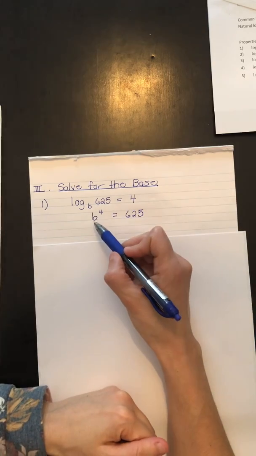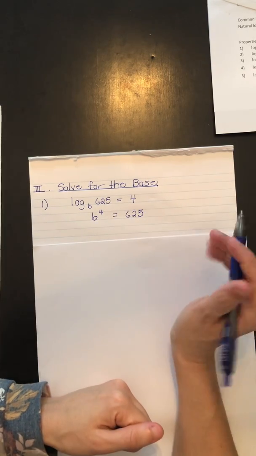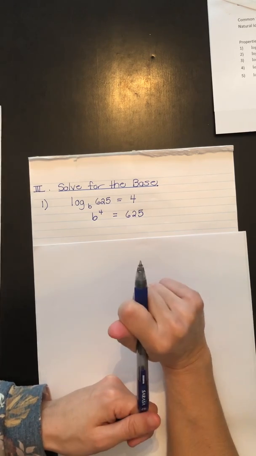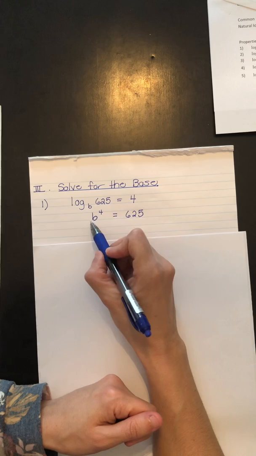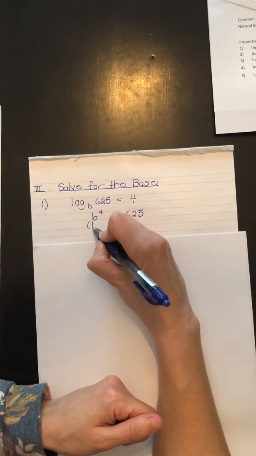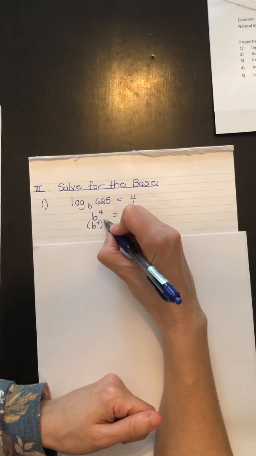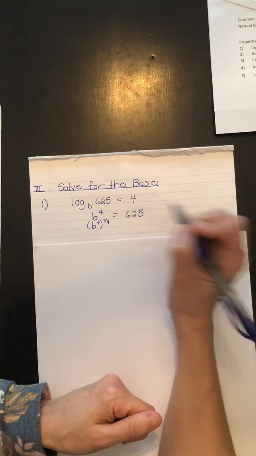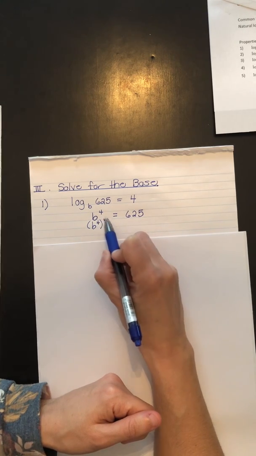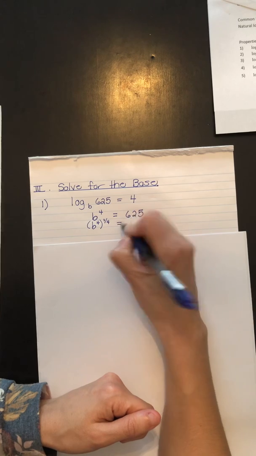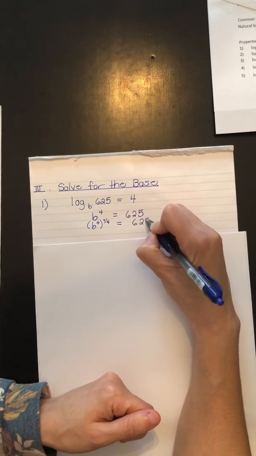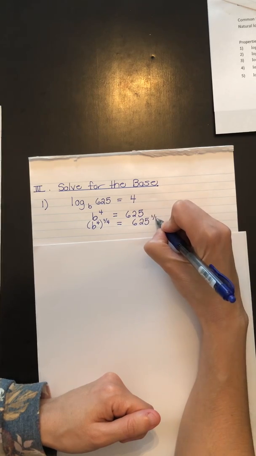Now, b to the 4 is 625. This does mean that b is the 4th root of 625. In general, what we're trying to do is get b to the 1 on this side. So that means taking b to the 4 and raising it to the power of 1 over 4, because now 4 times 1/4 will give us b. So if we raise the left side to that exponent, we must also raise the right side to that exponent.